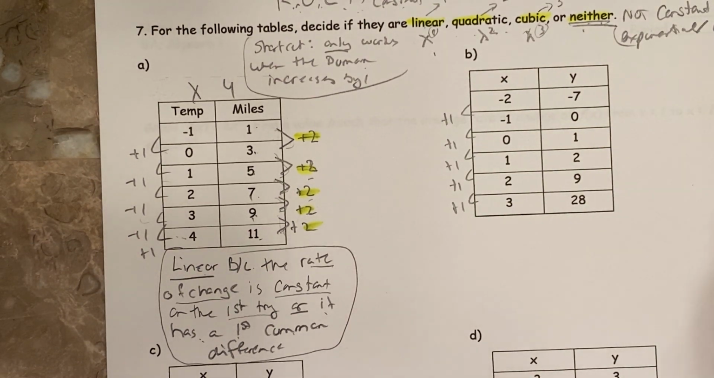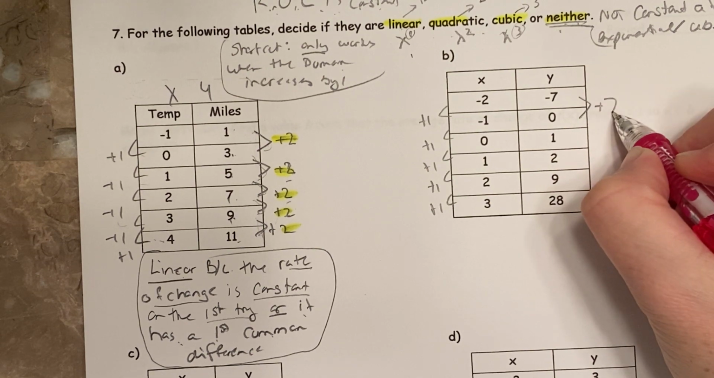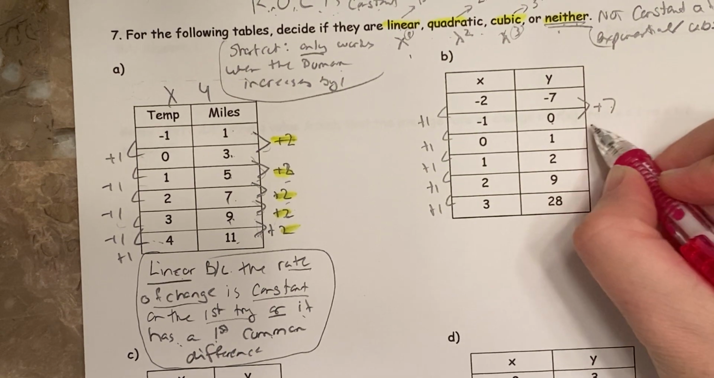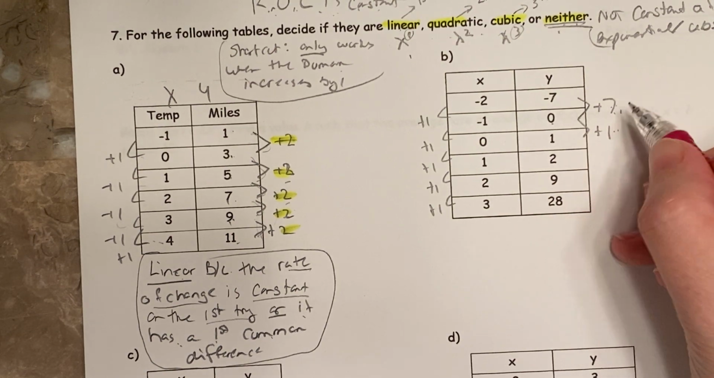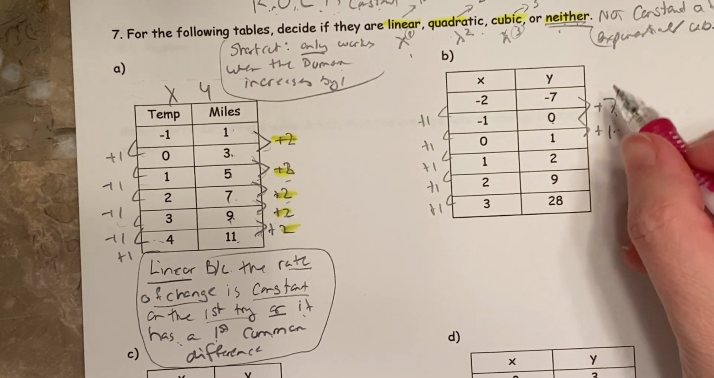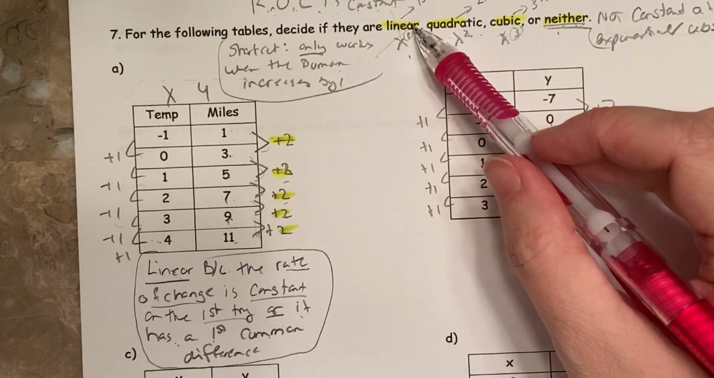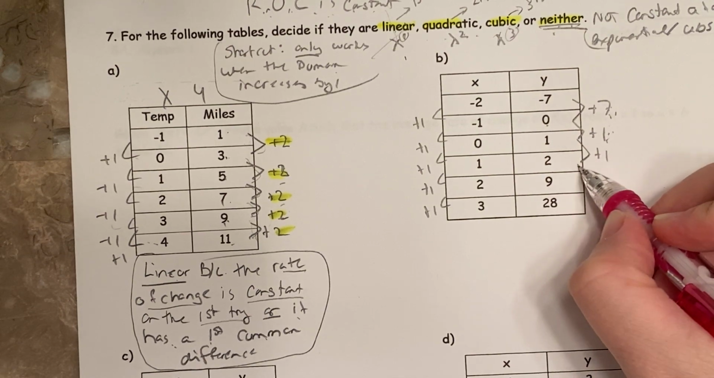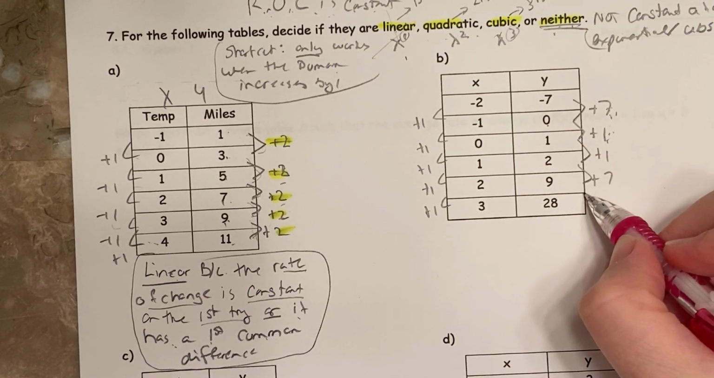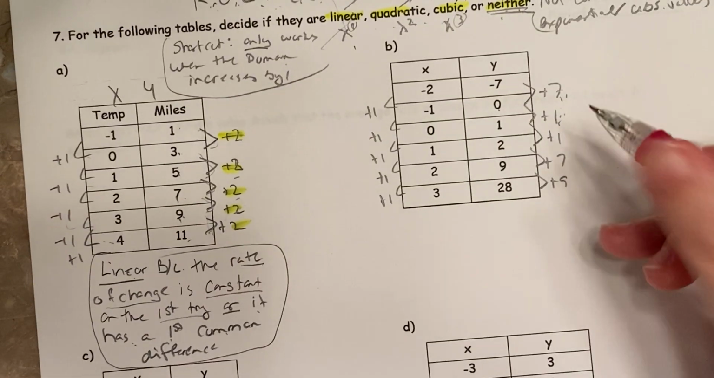Okay, now here we go. So from -7 to 0, you added 7, right? -7 plus 7 is 0. So from 0 to 1 is +1. So I automatically know right away, see how that's different? You know the first time is no good. It's not constant, so you know it's not linear. That's out. But you have to keep going. So that is 1. Then we have 7. And then we have 9. Okay, but now you have to keep going.